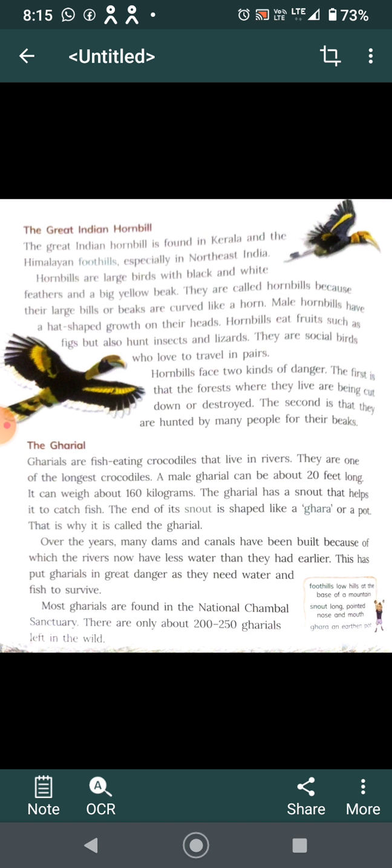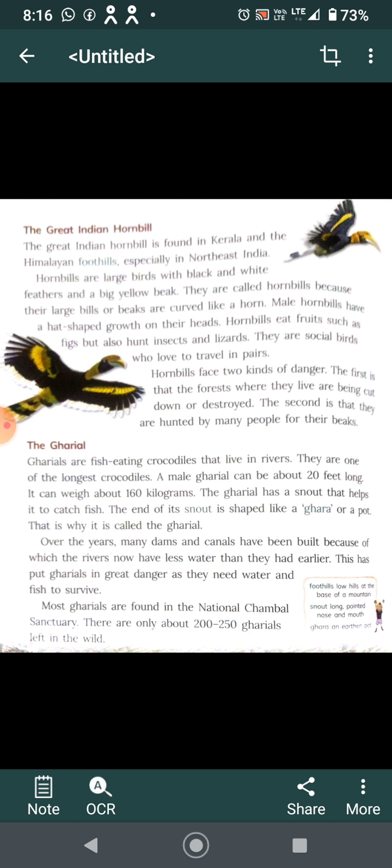Male hornbills have a hat-shaped growth on their heads. Hornbills eat fruits such as figs, but also hunt insects and lizards. They are also social birds who love to travel in pairs, means they move from one place to another in pairs. Hornbills face two kinds of danger. The first is that the forests where they live are being cut down and destroyed, and the second is that they are hunted by many people for their beaks. That's why this bird is becoming endangered day by day.